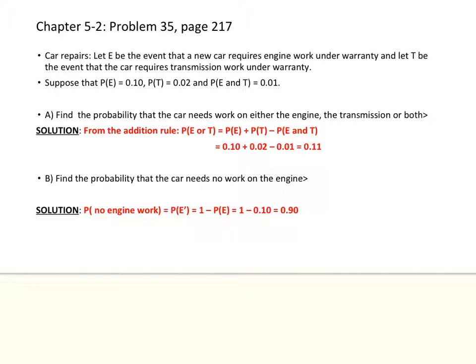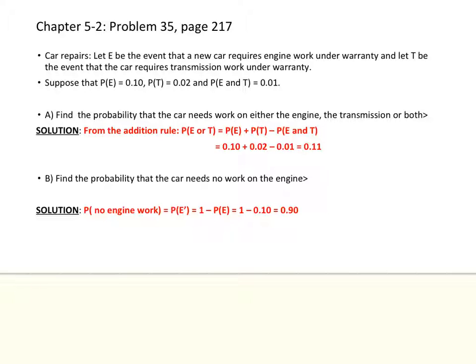Let E be the event that a new car requires engine work under warranty, and let T be the event that the car requires transmission work under warranty. Suppose the probability of E equals 0.1, the probability of T equals 0.02, and the probability of E and T occurring is equal to 0.01. Question A. Find the probability that a car needs work on either the engine or the transmission or both.